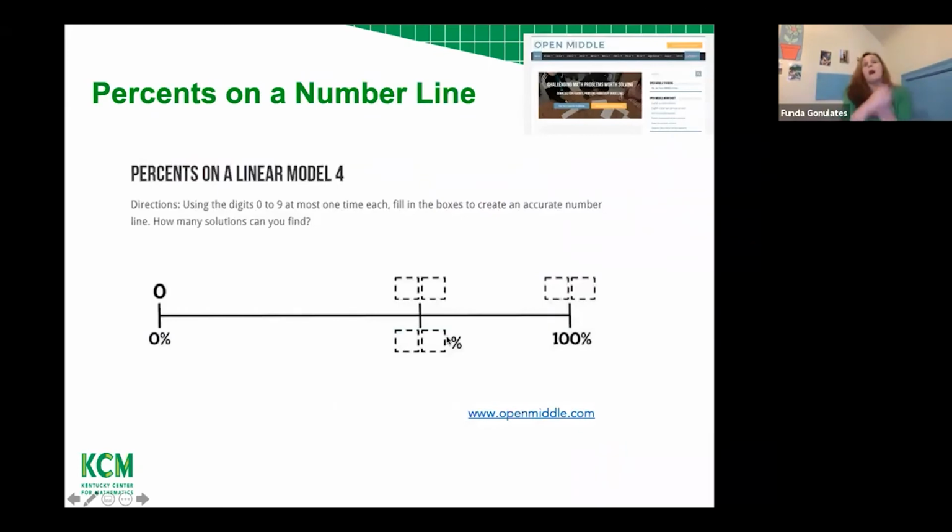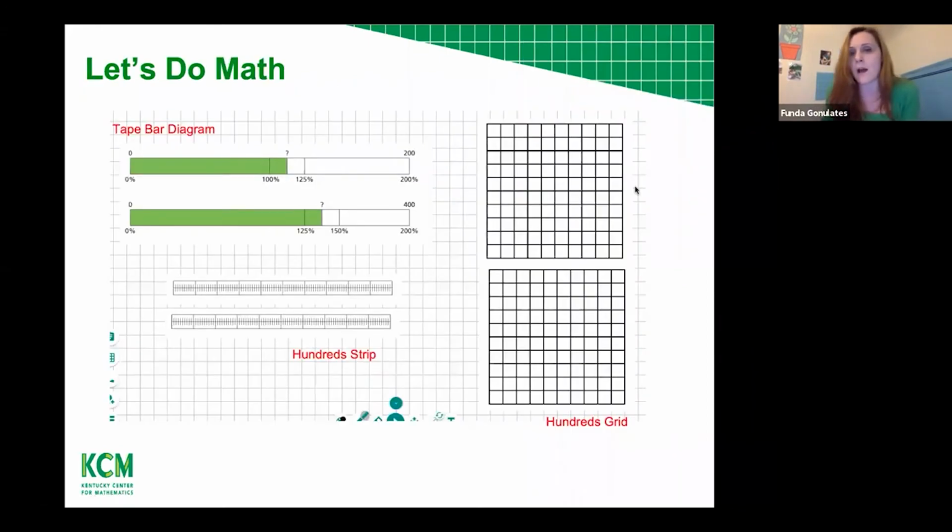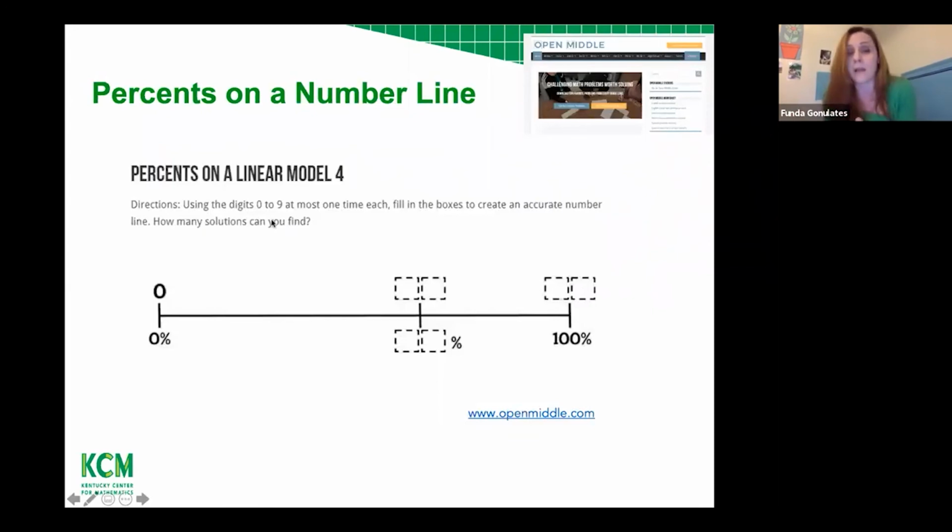Okay, now another tool, another visual to introduce to the students. Remember, in this one we used the 100th grid, 100th strip, and tape bar. Now our beautiful number lines with an open middle problem. So this is kind of completing what Cindy started. Cindy yesterday talked about a lot of open middle problems. Now here is another open middle problem for us. This time our representation is a number line.